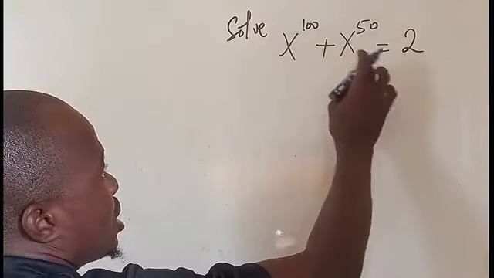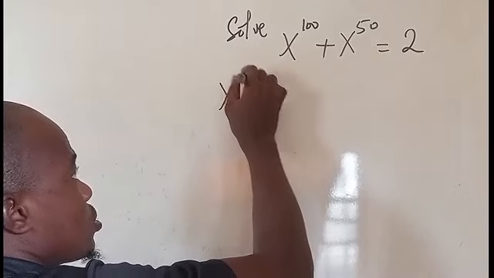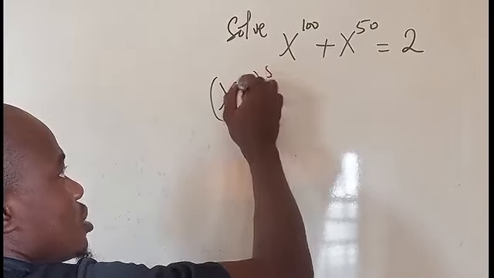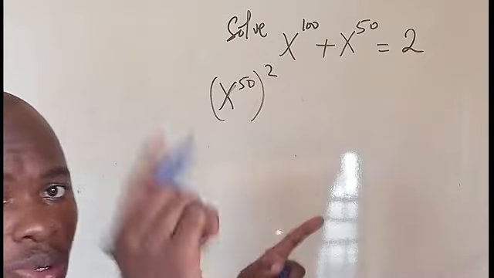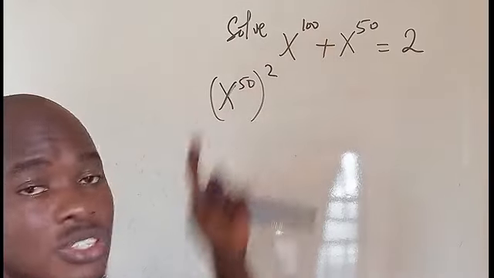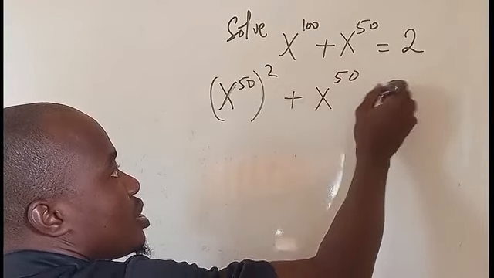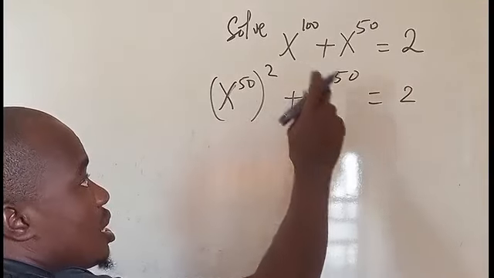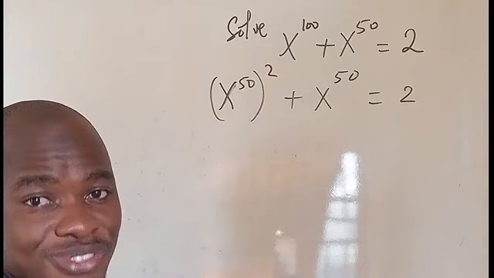So x to the power of 100 plus x to the power of 50 equals 2. We write it as x to the power of 50, all squared, because 50 times 2 will give us this 100, right? So plus x to the power of 50 equals 2. So now here, x to the power of 50 is here, x to the power of 50 is here. So that means x to the power of 50 is common.